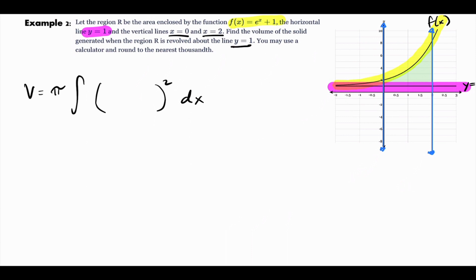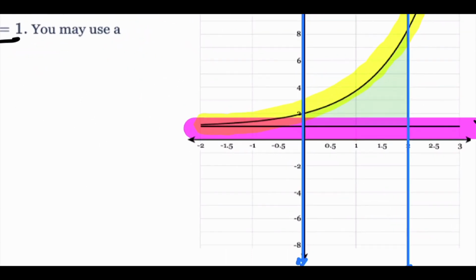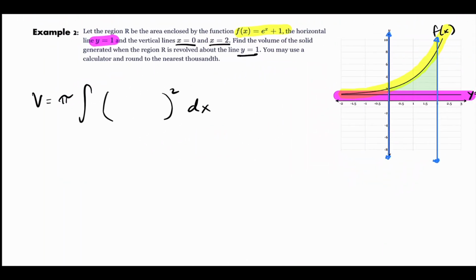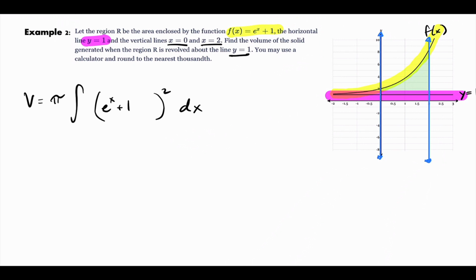So top minus bottom. Right. Top is the exponential, x e to the x plus 1. Minus, it's not 0 anymore, it's y equals 1. So it's going to be minus 1. The bounds are the blue lines, 0 to 2. So really, it's just e to the x squared. That's really what it is, because 1 minus 1 is just 0.